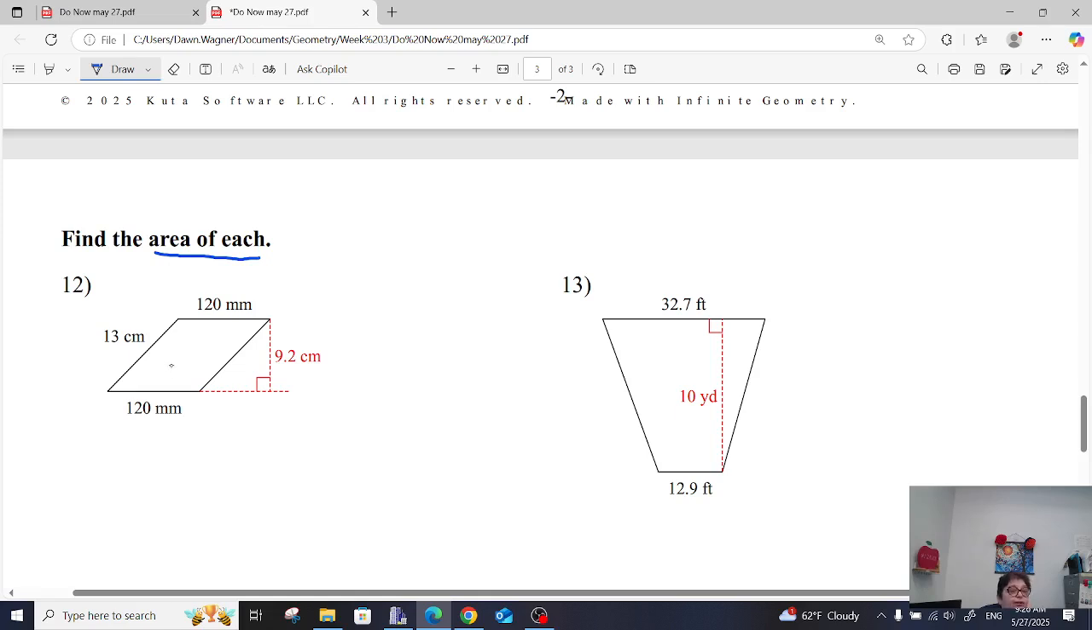Now, when you're doing conversions, remember that I put a chart in your notes, and you're allowed to use those notes for your test. You can set up ratios to figure out the conversions. So here, first of all, I need to know what type of figure this is. What figure is this? That's a parallelogram.